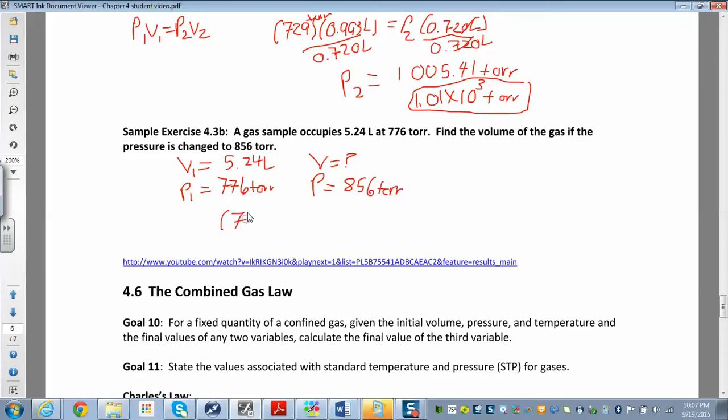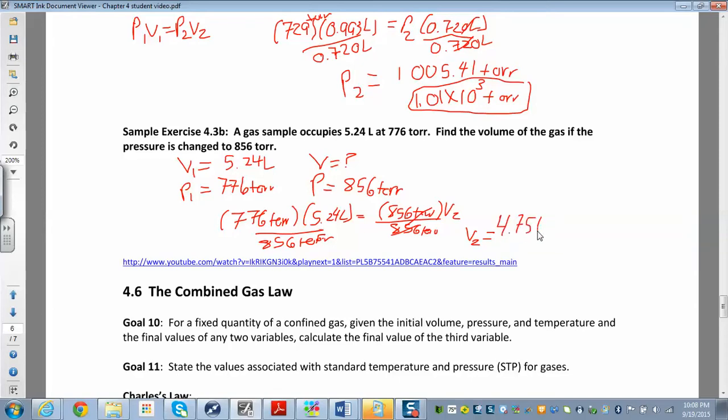So we have P1, 776 torr, times V1, 5.24 liters, equals P2, 856 torr, times V2. So divide by 856 torr, divide by 856 torr, and our answer should be in liters, so torrs are going to cancel. So you're going to do 776 times 5.24 divided by 856. You can pause the video for a second and work that out in your calculator, and you get 4.75 liters. So that's with three sig figs here.